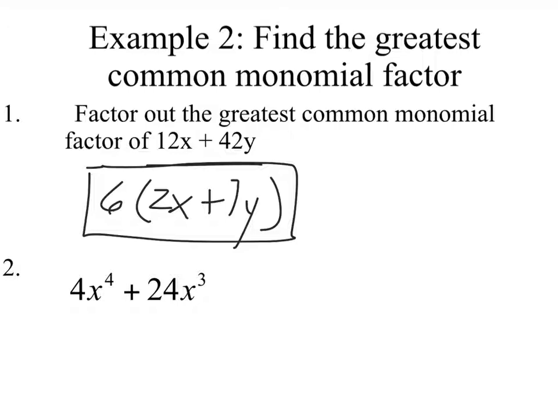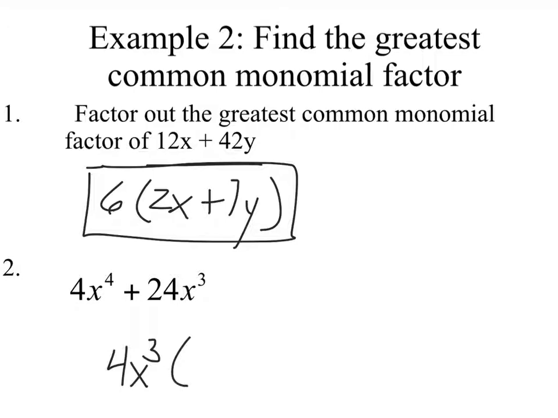Down here, start with the numbers first. The largest number that will divide into 4 and 24 is 4. Now we do have variables that match. We have x's. And you'll notice this first monomial piece has 4 x's, and the second one has 3 x's. How many x's do they have in common? They have 3. There are 3 x's that I could pair up. 3 pairs I could make.